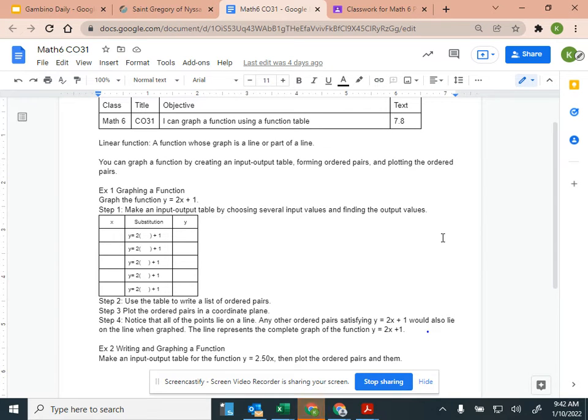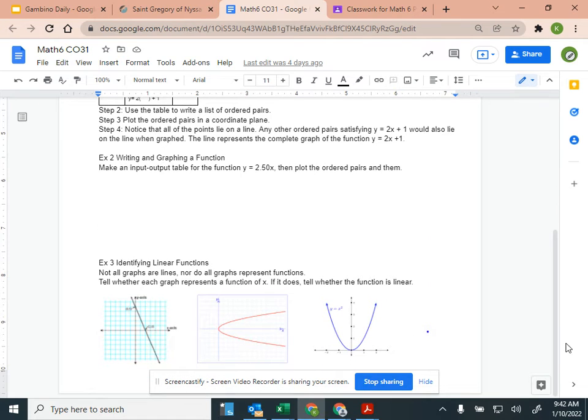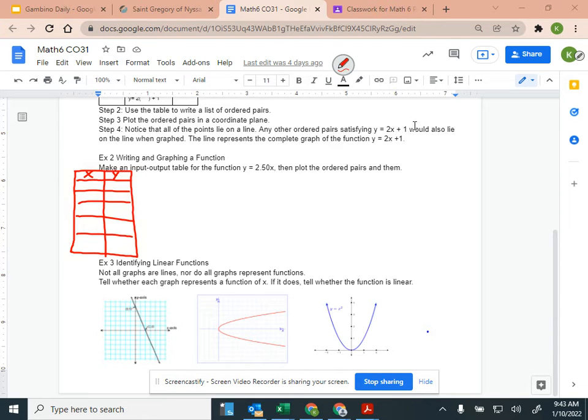Let's look at the rest of our page here. Writing and graphing a function. Make an output table for the function y equals 2.50x, which is 2.5x. Then plot the ordered pairs. So we're going to use, I'm going to tell us what our input is going to be. So we have our x and our y. We are going to use for our input 0, 1, 2, 3, and 4.